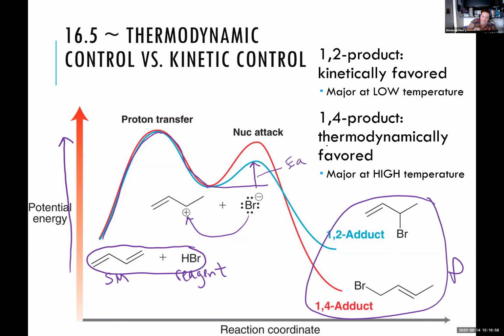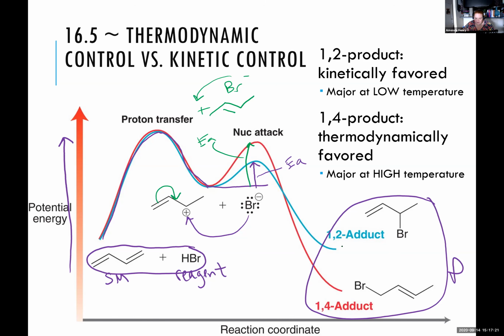So then if we look at the other pathway, to do the 1,4, we have to start with some resonance. We make a new intermediate, then our bromine can add. So it's a two-step process. So because of that, we're going to have a higher activation energy.